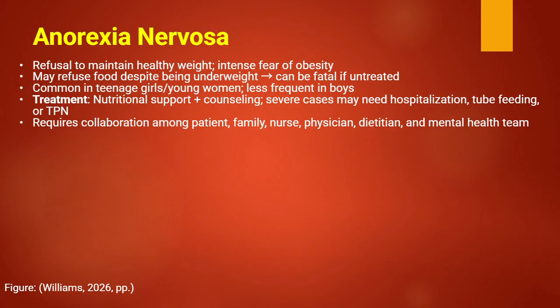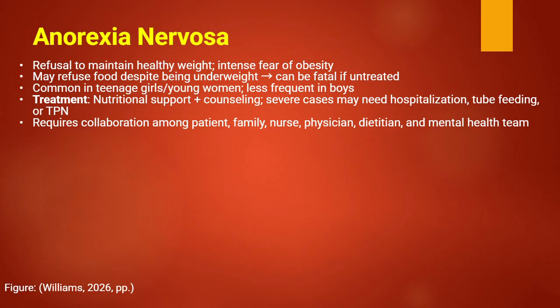Severe malnutrition affects every body system. Cardiac complications, electrolyte imbalances, osteoporosis, infertility, and organ failure are possible outcomes. Mortality is high without intervention, making early recognition and treatment critical. This disorder occurs most often in teenage girls and young women, though it can also affect boys and men. Patients tend to avoid high-calorie foods and may exercise compulsively to burn calories. In severe cases, hospitalization is required.